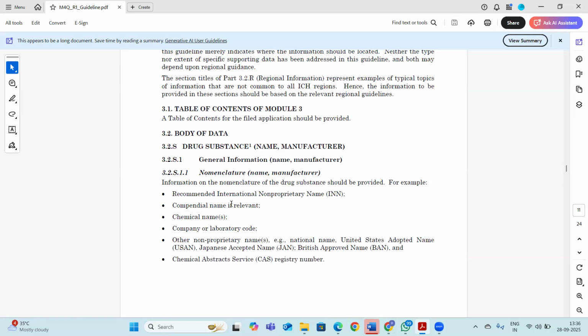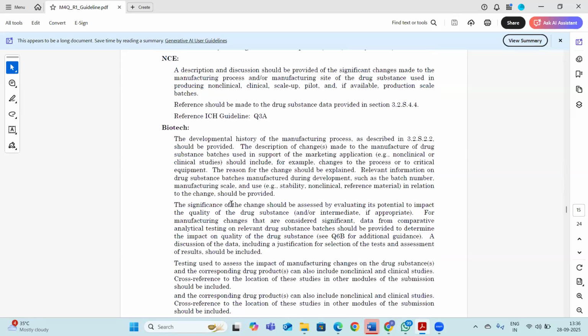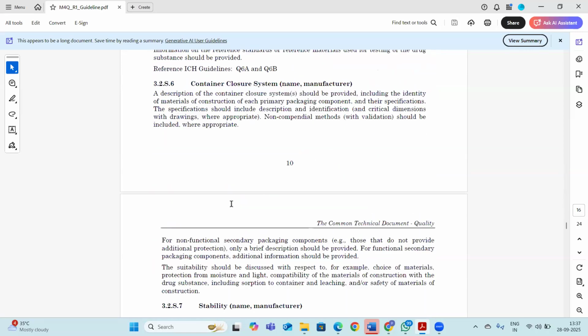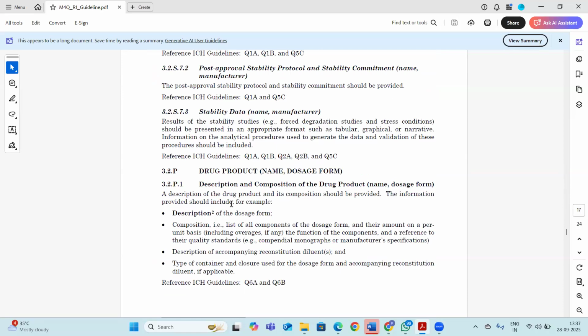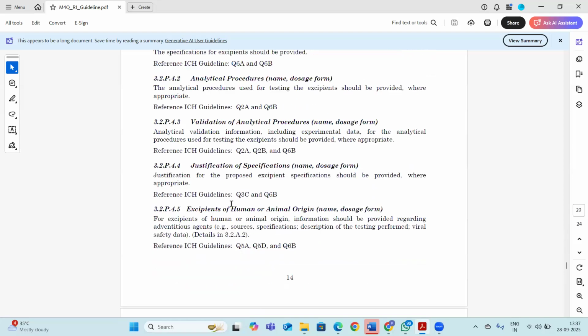We are just doing an overview of module 3. We will discuss this in detail in the next class. So there's 3.1, which includes table of content of module 3. Then comes your body of data, which is divided into 3.2.S and 3.2.P. 3.2.S will talk about drug substances majorly, and 3.2.P will talk about your drug product. 3.2.S is divided into 7 subsections. And 3.2.P is divided into your 8 subsections, if I'm not wrong.